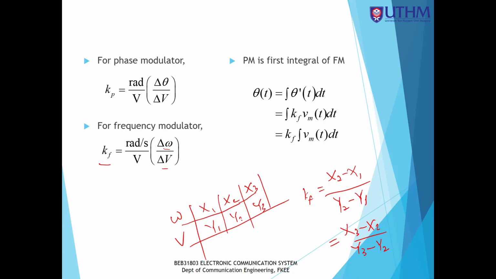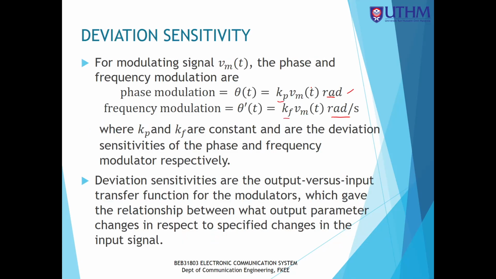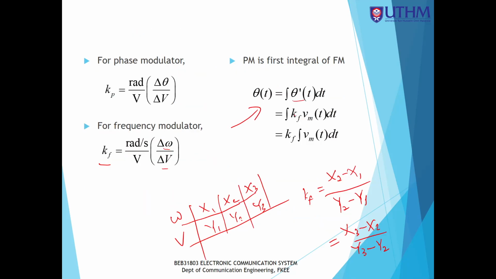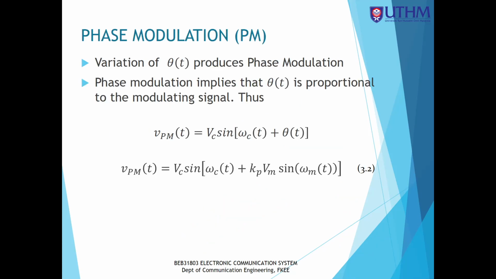Okay, so again, as I mentioned, theta t can be calculated by doing the integral of theta prime t. We know theta prime t from the previous slide, which is Kf Vmt. So we can put it inside the equation, and do the integral of Vmt. Then we can rewrite the complete equation for each of PM and also FM.